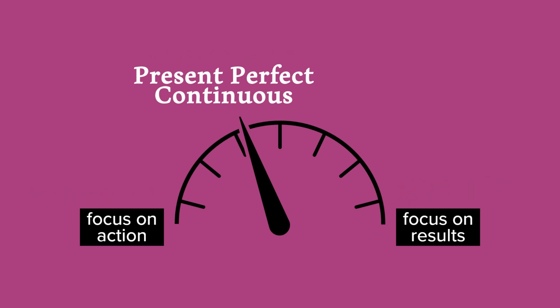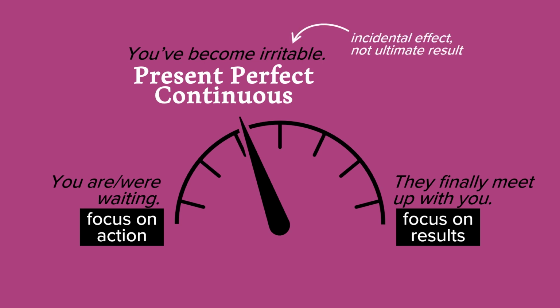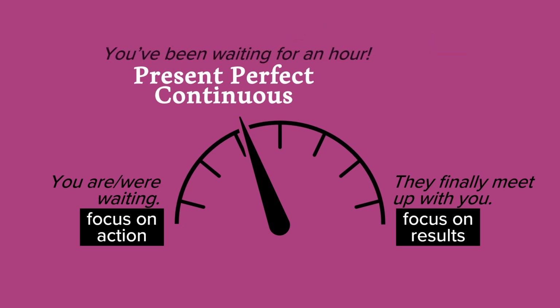Another way we can use present perfect continuous is in talking about an incidental result of an action, but not the final result. Suppose the action is waiting for someone to show up, and the ultimate result is that they do show up eventually. But if you were waiting for a long time, you might have grown irritable, and understandably so. That irritability is a byproduct of waiting for so long, but it's not the intended result. So to express or to explain your irritability, you might say, I have been waiting for an hour.